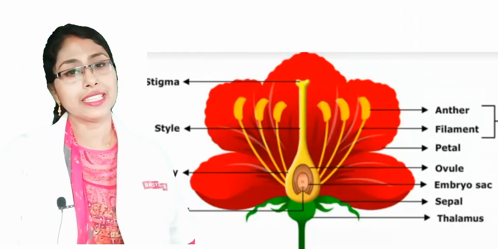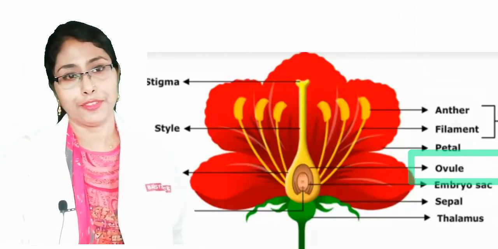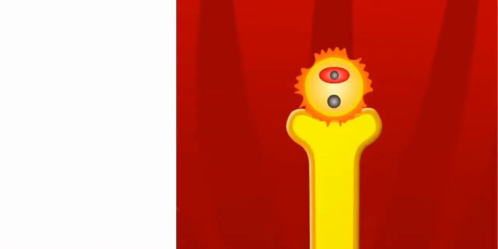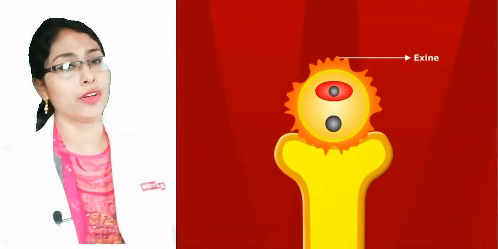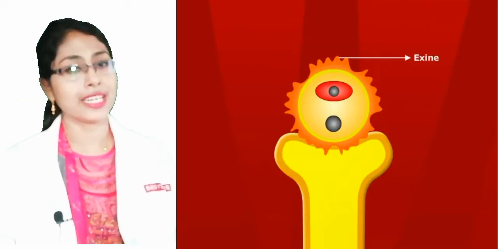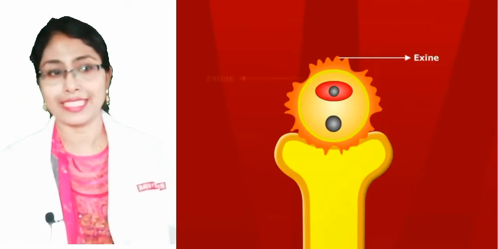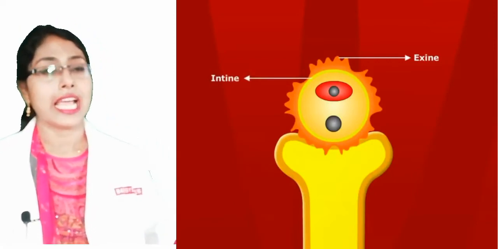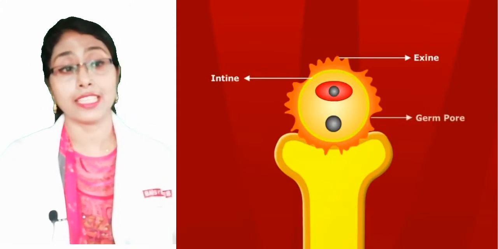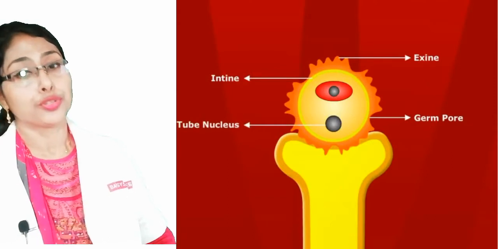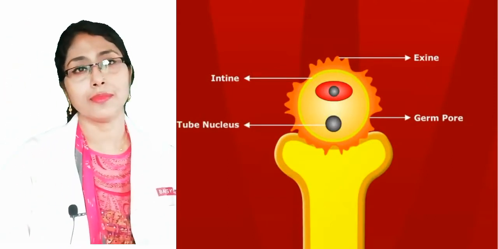In the ovary there are ovules. In an ovule there is an embryo sac, and in the embryo sac there is an egg. During pollination, the pollen grain comes to the stigma. The pollen grain has two layers. The outer layer is called exine and the inner layer is called intine. At some places, exine is thin. These areas are known as germ pores, through which the pollen tube comes out.